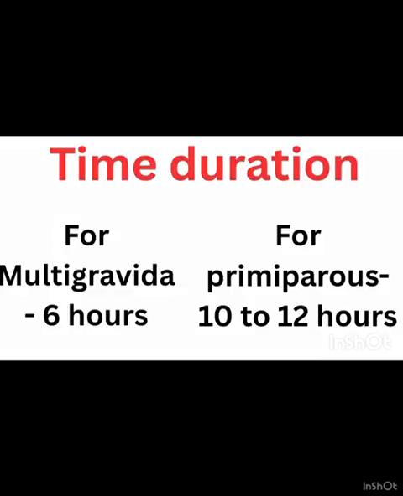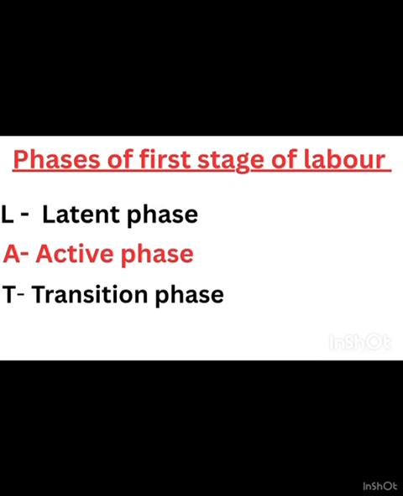Time duration for a multigravida is 6 hours and for a primiparous is up to 10 to 12 hours. So the first stage of labor is divided into three phases. First latent phase, second is active phase, and third, the last one, is transition phase. In the latent phase, it is the initial and typically the longest phase of labor. The cervix dilates up to 0 to 6 centimeters.